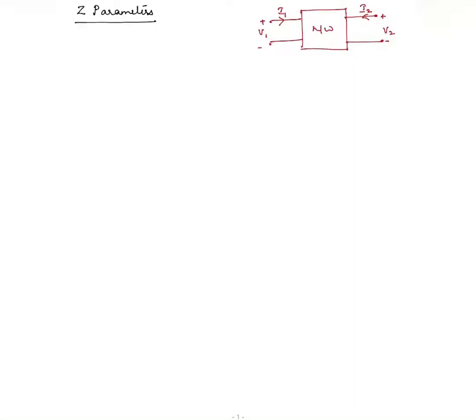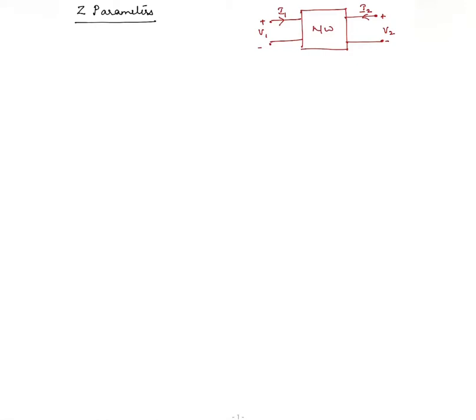So in this tutorial, we'll be looking at Z parameters. In my previous video, an introduction to two-port networks, I explained that a two-port network can be characterized using parameters. Four of the parameters we have already discussed. Now we'll go in depth about the first parameter, that is the Z parameter.